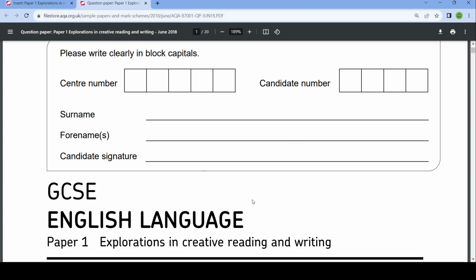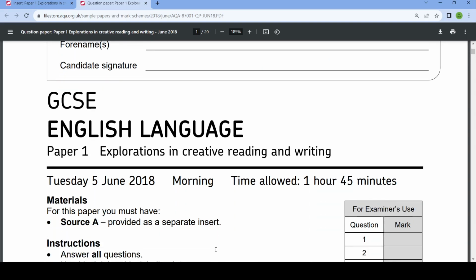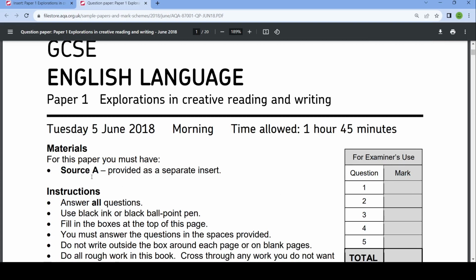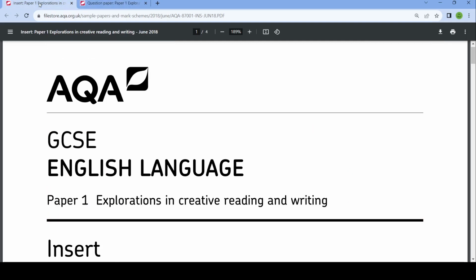So this one happens to be the June 2018 paper. So as you can see there, paper one, Explorations in Creative Reading and Writing. That's the official title of the paper. And it's normally held in May or June, and it's 1 hour 45 minutes. So 1 hour and 3/4. And you have one source A provided as a separate insert. And that's the insert here, which we're going to look at in a minute.